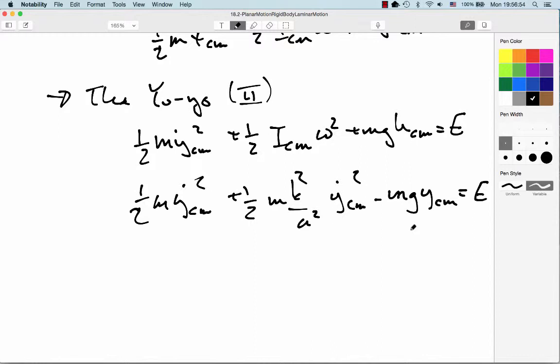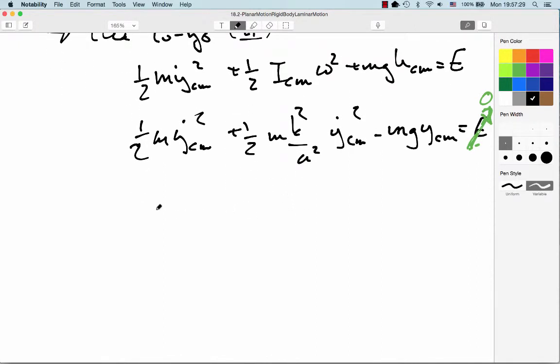Now, if we're clever in our choice of setting our 0 for y, I'll choose to make y_cm 0 at the point where I let it go. By doing that, I can make the total mechanical energy 0. I'm always free to do that anyway. I can always shift my potential energy by a constant. So I could just say I'm shifting it in such a way that E is 0. Alright, so with that, I can divide everybody through by m and make the m's go away.